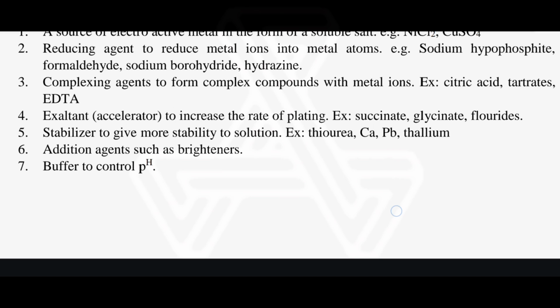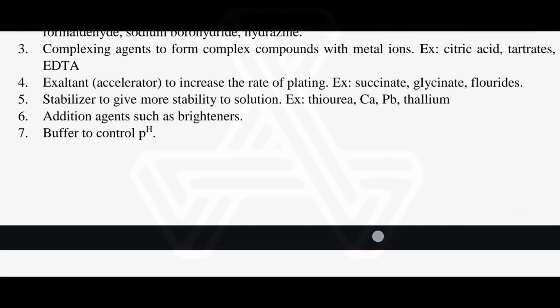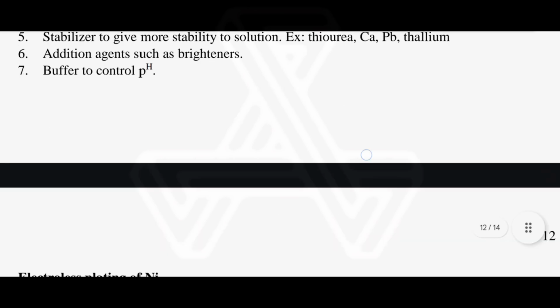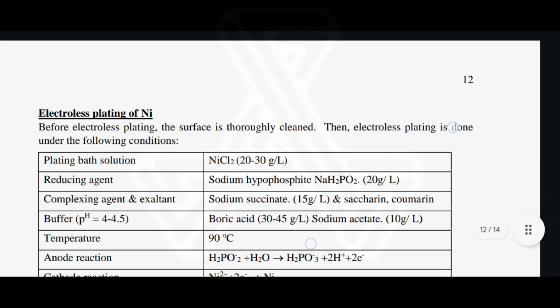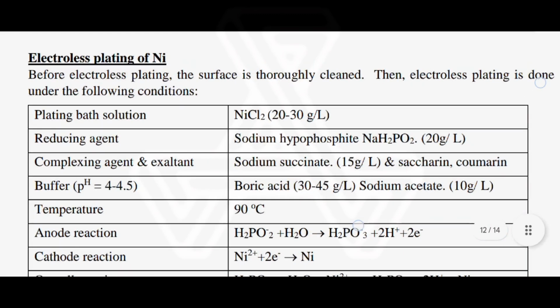A stabilizer to give more stability to the solution, for example thiourea, calcium, Pb, thallium. Addition agents such as brighteners. A buffer to control pH. Electroless plating of Ni.